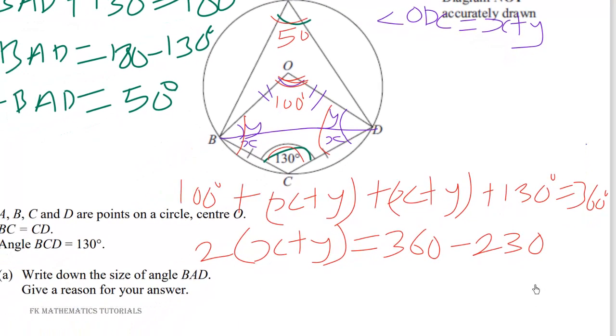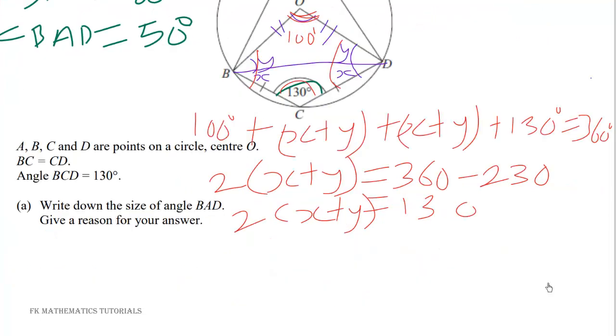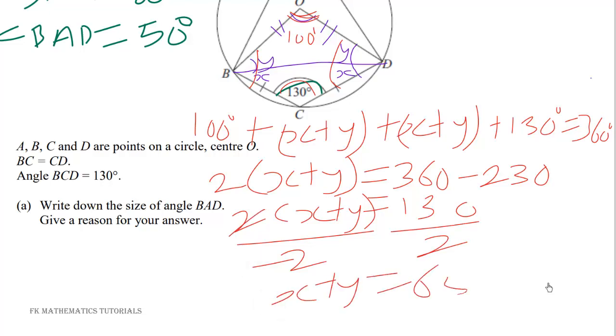So that will give you 130 again. So 130 here is equal to 2 into bracket x plus y. Dividing both sides by 2, we get x plus y equal 65 degrees. So x plus y equals 65 degrees. So it means angle ODC is equal to 65 degrees.